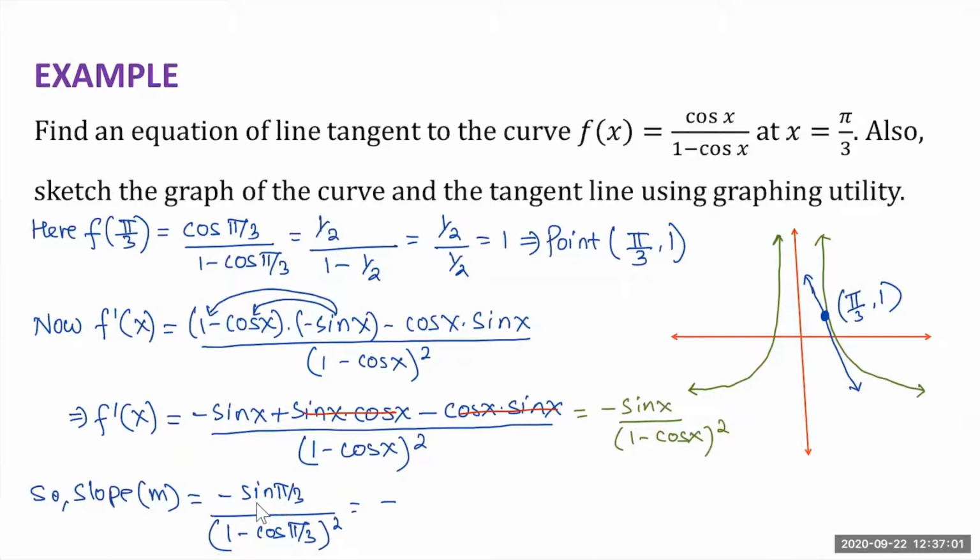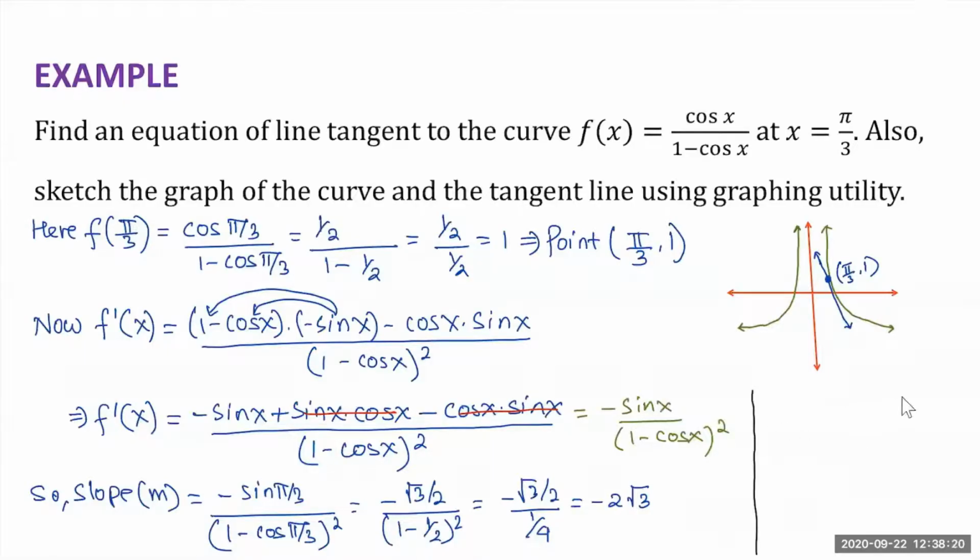Which is equal to negative sine pi over 3. If you remember from your unit circle, the value of sine pi over 3 is square root of 3 over 2. And then 1 minus cosine pi over 3 is half, which is equal to negative square root of 3 over 2 divided by 1 minus half is half, and square of half is 1/4. And negative square root of 3 over 2 divided by 1/4 is negative 2 square root of 3. So that is the slope. We got the point here and we got the slope. Now we are ready to find the equation of the tangent.